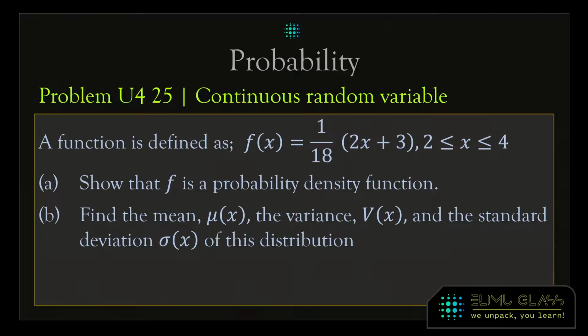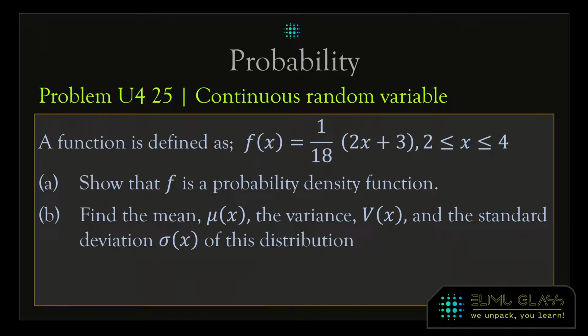So here is a question on probability, question number 4 to 5 on continuous probability distribution. In particular, this is about a probability density function. The question reads, a function is defined by f of x is 1 over 18 into 2x plus 3 for the interval 2 to 4, for values of x lying between 2 and 4.